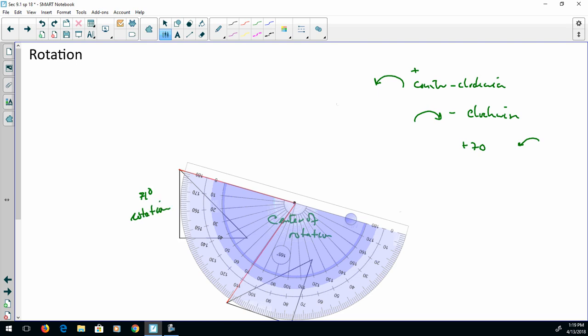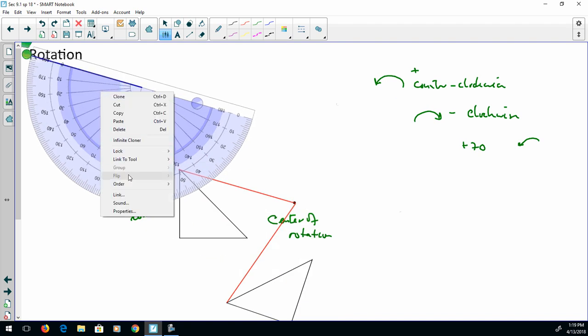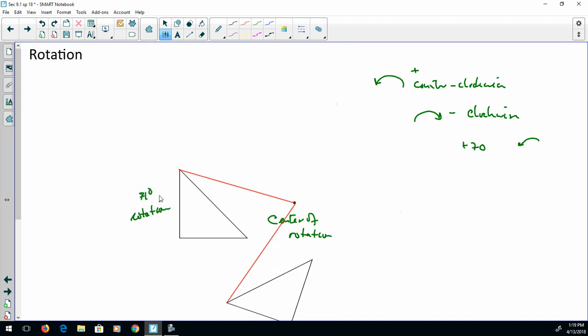By the way, if you measured it, this angle I just measured here, 71 degrees, is the same as that angle. Okay, because that's how far this rotates, and it's the same as the angle from the other vertex.